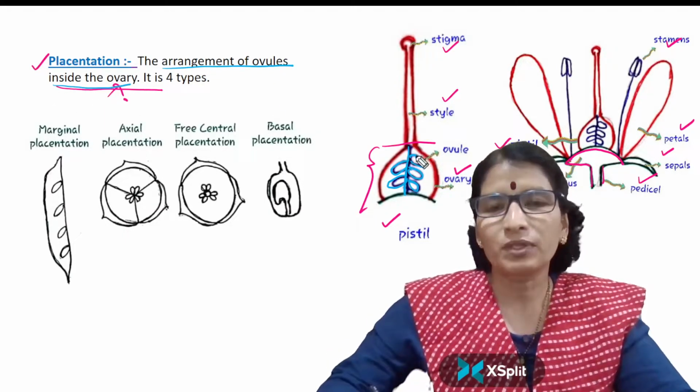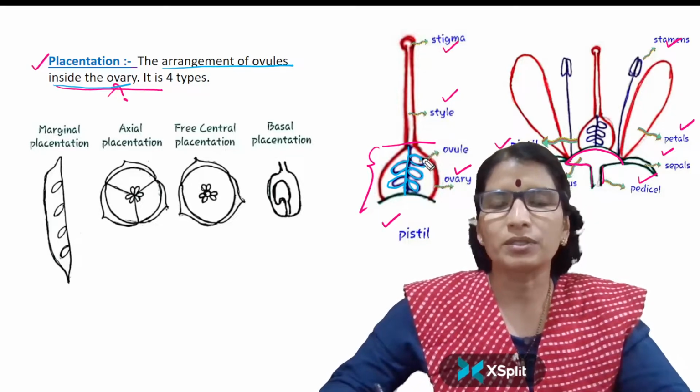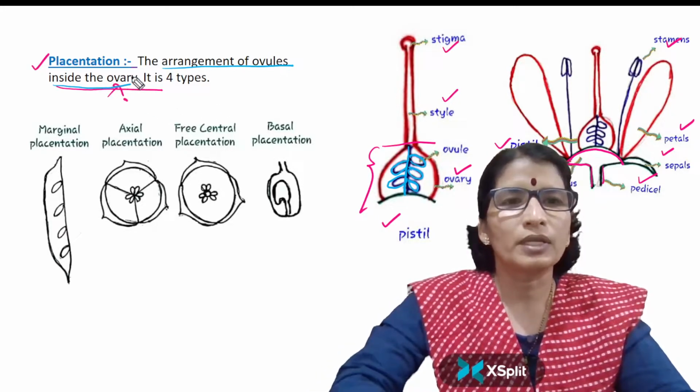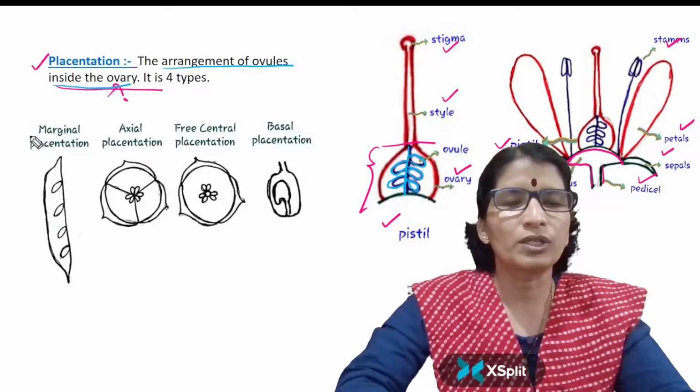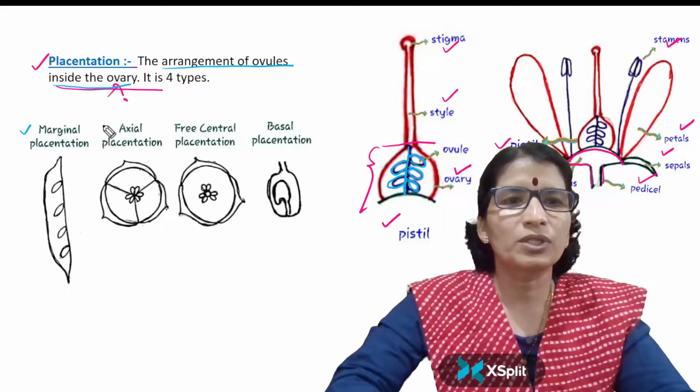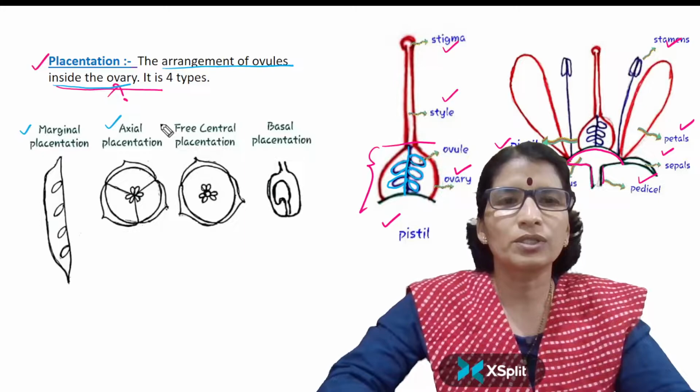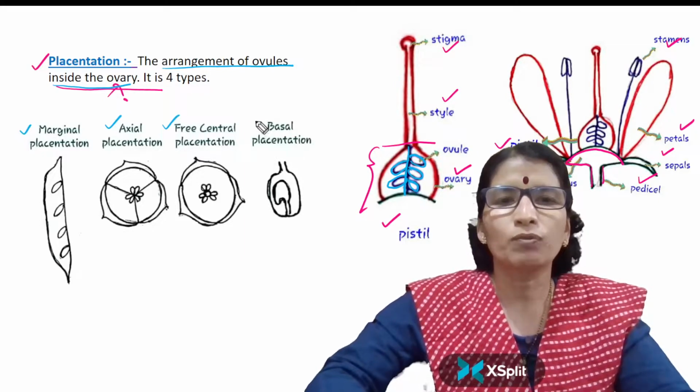In different flowers, we can see different types of arrangements. So based on the arrangement of ovules inside the ovary, 4 types of presentations are present. One is marginal presentation, second one is axial presentation, third one is free central presentation, and fourth one is basal presentation.